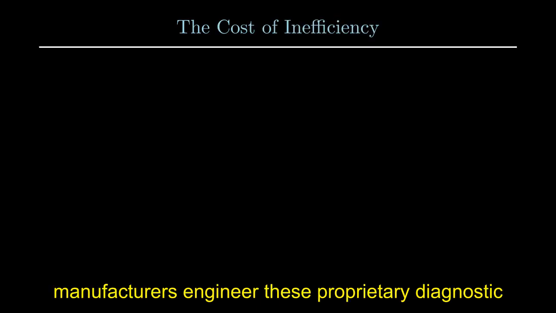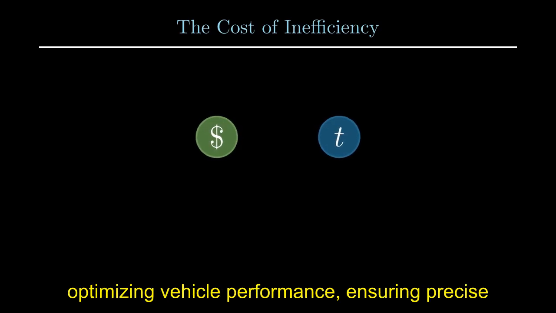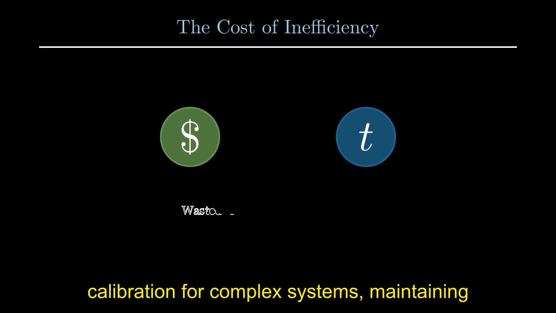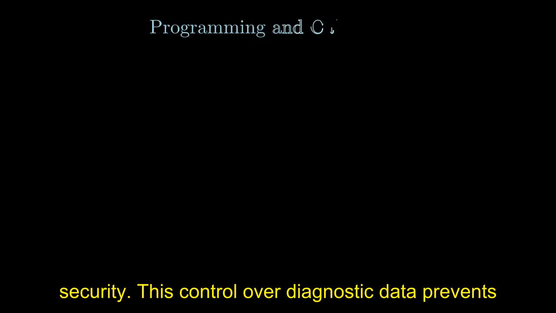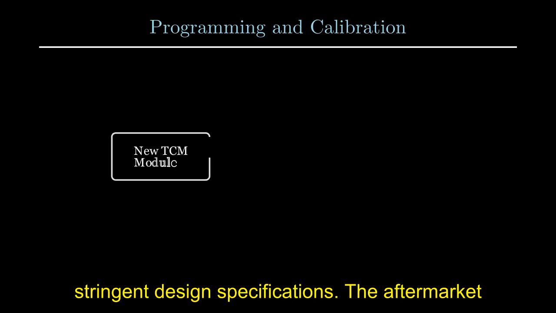Automobile manufacturers engineer these proprietary diagnostic layers for multiple reasons. These include optimizing vehicle performance, ensuring precise calibration for complex systems, maintaining brand-specific intellectual property, and often, for security. This control over diagnostic data prevents unauthorized modifications and ensures repairs meet stringent design specifications.